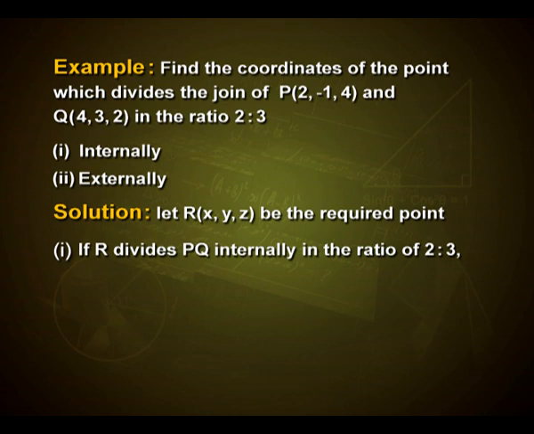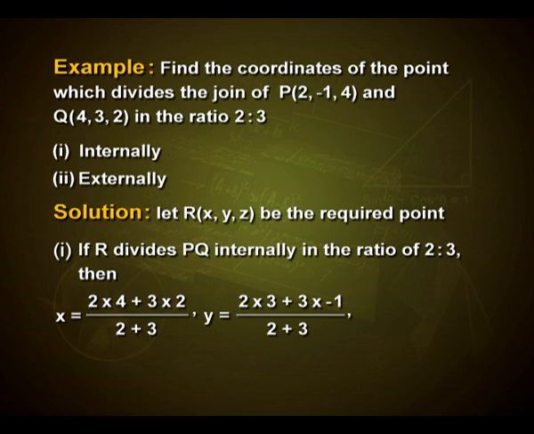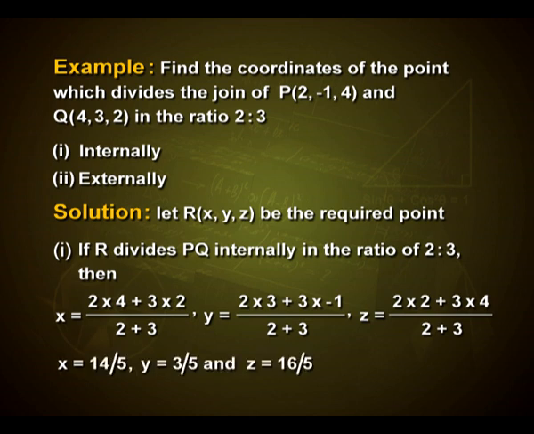Now, let R (x, y, z) be the required point. If R divides PQ internally in the ratio 2 is to 3, then by using our section formula, we can obtain the x coordinate as (2 into 4 plus 3 into 2) upon (2 plus 3), y coordinate as (2 into 3 plus 3 into -1) upon (2 plus 3), and z coordinate as (2 into 2 plus 3 into 4) upon (2 plus 3), which on simplification gives us the value of x as 14 upon 5 and y as 3 upon 5 and z is equal to 16 upon 5.